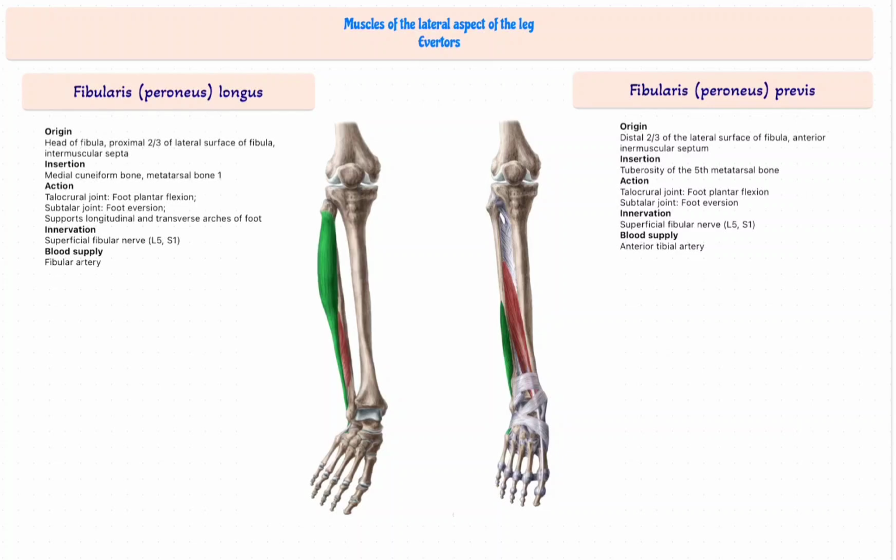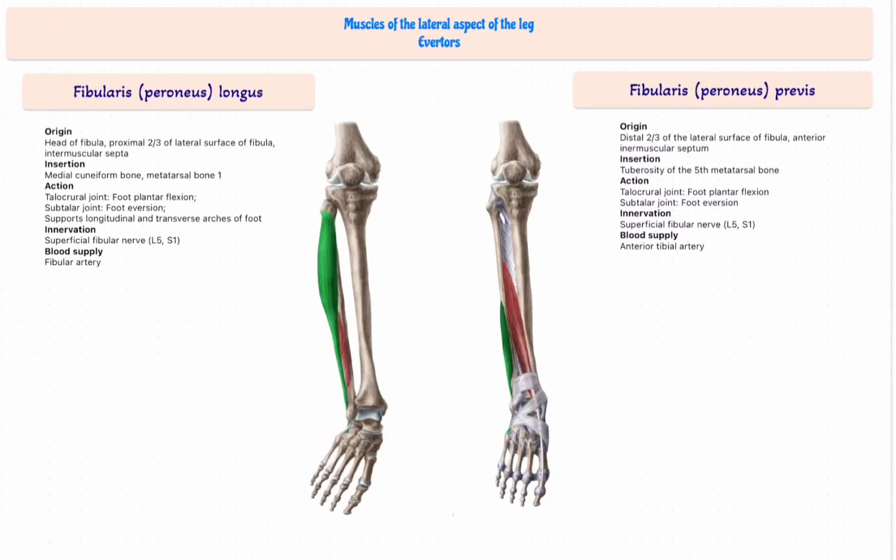The fibularis longus originates from the head of the fibula, the proximal two-thirds of the lateral surface of the fibula, and the intermuscular septum, and inserts into the medial cuneiform bone and metatarsal bone 1. It is innervated by the superficial fibular nerve and its blood supply is from the fibular artery.